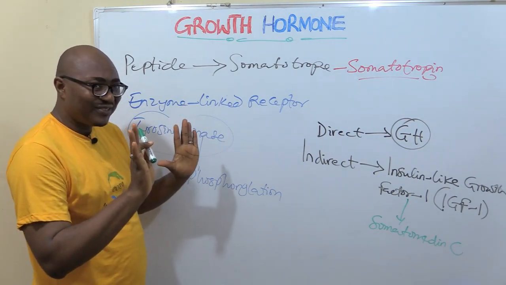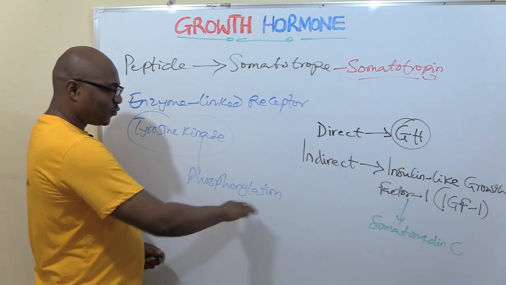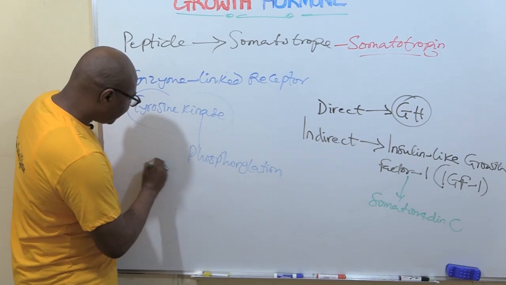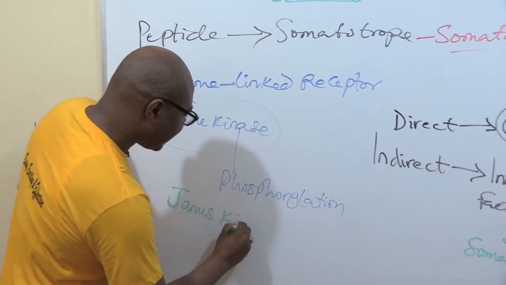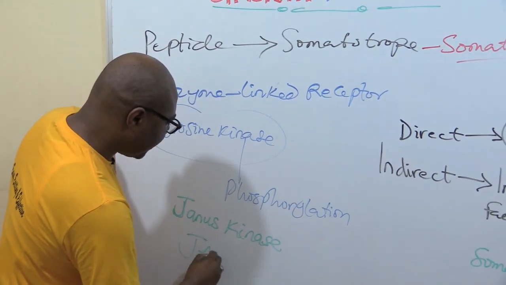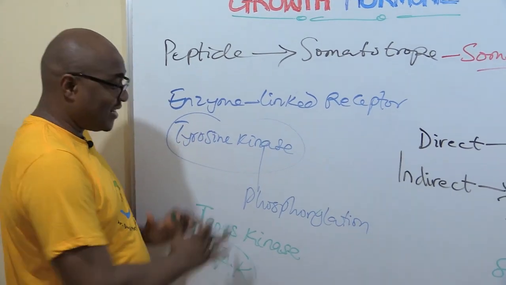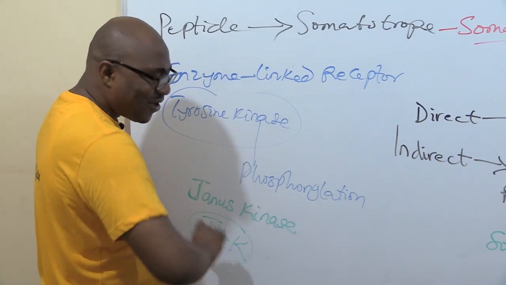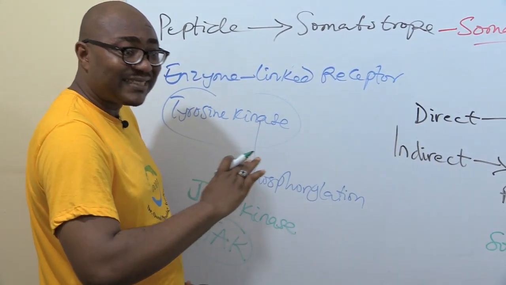Now don't get confused. This tyrosine kinase phosphorylates some proteins known as Janus kinase, short JAK. They are a group of enzymes linked to this receptor for growth hormone. Now, this Janus kinase phosphorylates another set of proteins known as STAT.